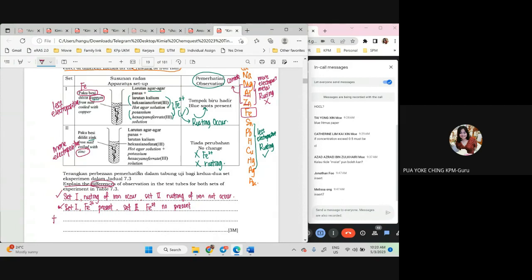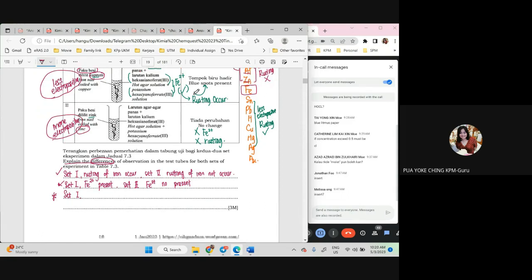Then point 3, you akan sebutlah set 1 pengaratan berlaku sebab Fe di-coil dengan logam less electropositive. Fe is oxidized. Set 2 di-coil dengan more electropositive metal, so Fe not oxidized, zinc yang oxidized. So this one is the pengaratan.